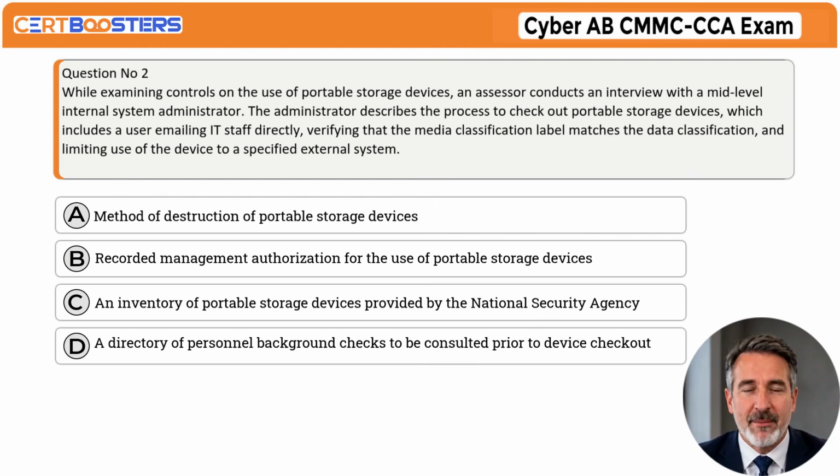Question No. 2. While examining controls on the use of portable storage devices, an assessor conducts an interview with a mid-level internal system administrator. The administrator describes the process to check out portable storage devices, which includes a user emailing IT staff directly, verifying that the media classification label matches the data classification, and limiting use of the device to a specified external system. What is a missing element for the assessment of AC.L2-3.1.21, portable storage use? A. Method of destruction of portable storage devices. B. Recorded management authorization for the use of portable storage devices. C. A directory of personnel background checks to be consulted prior to device checkout.